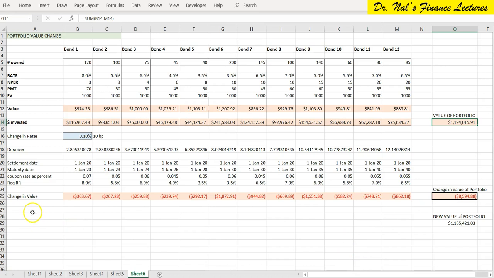All right. I wanted to add one more thing, verification. How can I verify that my calculations are correct?